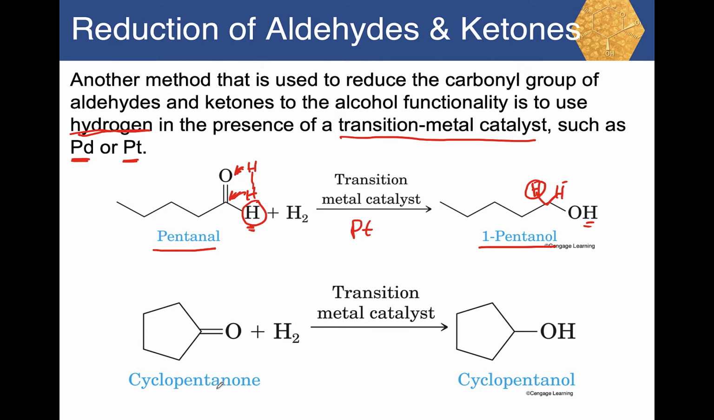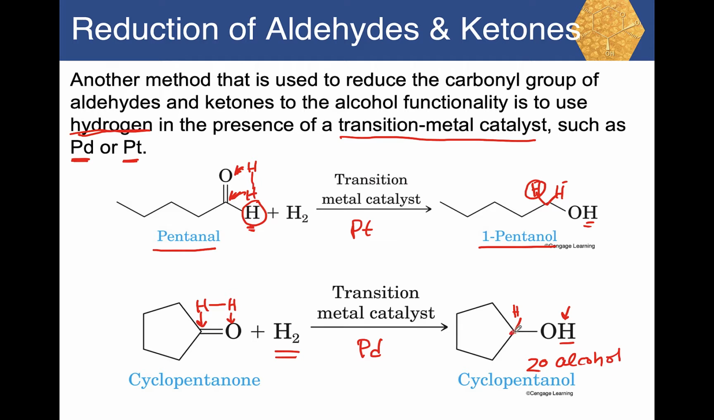Let's look at a ketone. Here is cyclopentanone in the presence of hydrogen and a transition metal catalyst. Let's put Pd here just for variation. So again, if we have molecular hydrogen, here is the hydrogen. This hydrogen will add here, and this hydrogen will add here. So what we have is this hydrogen from the catalyst, and this hydrogen from the catalyst. So again, this is known as a secondary alcohol.